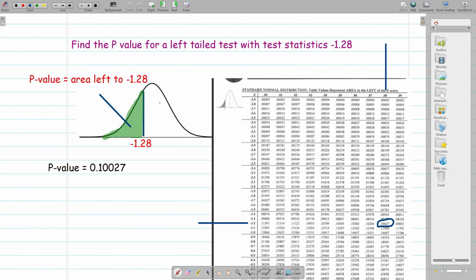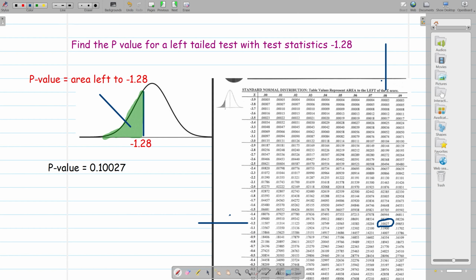Next we are going to find out the p-value for a left tail test with test statistic minus 1.28. This is something easy because they have given us the left area. You can go to the table and directly take the value. So the p-value for such a test, that means for a left tail test, is the left area to the given statistic. Here the given test statistic value is minus 1.28. So this is the column I have marked and this is the row. The value for that one is 0.10027.